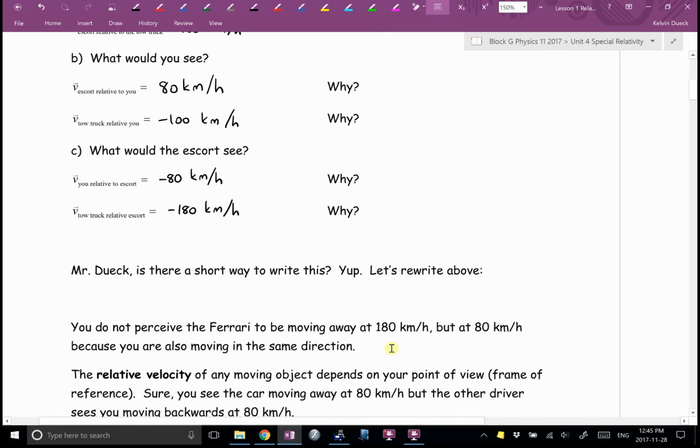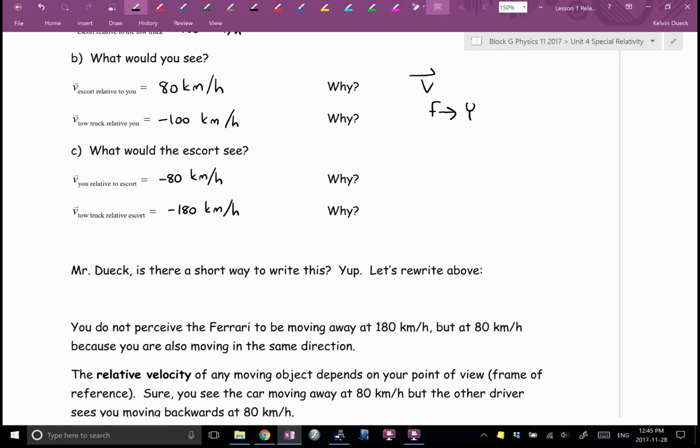Mr. Dewick, I wrote, is there a short way to write this? Yep. Instead of escort Ferrari relative to you, you could write velocity of Ferrari relative to you. We use an arrow pointing as an abbreviation for the phrase relative to.